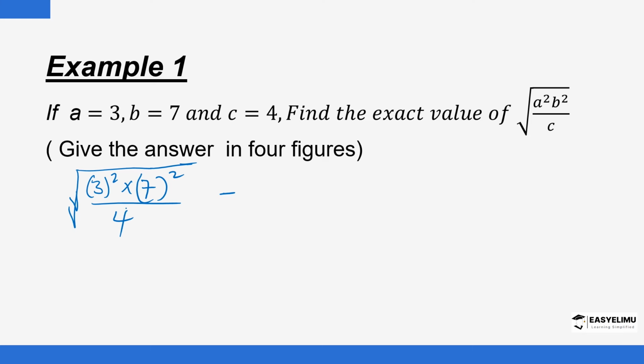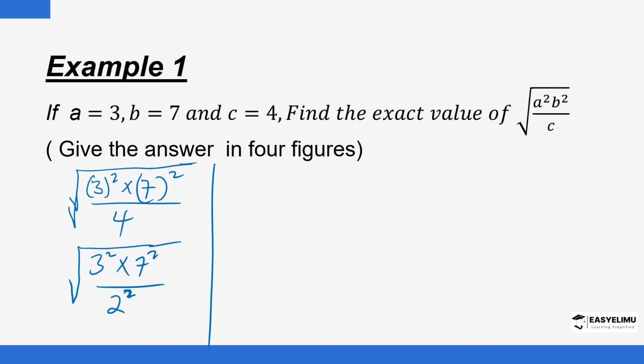So this is what we'll do. I'll express all the numbers as a product of their prime factors in power form. 3 is already written. So the square root sign, 3 squared times 7 squared, and then divided by 4, which is 2 squared. After that, you divide the powers by 2. So 3 squared, you divide the power 2 by 2 and you get 3 power 1, 7 power 1, and then divided by 2 power 1. So this is going to be 3 times 7 over 2, which is 21 over 2.